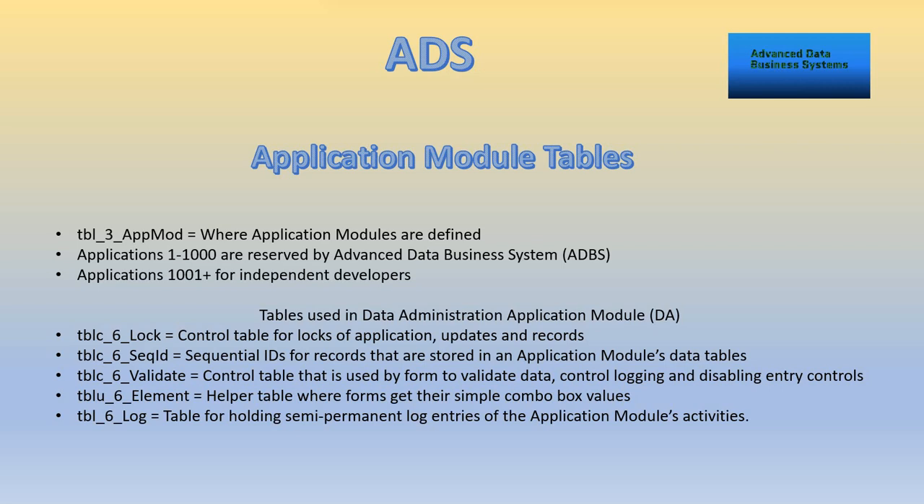If an independent developer is going to create their own application module, then they must number it 1001 or above. You need to do this so that any updates of the ADS or other applications by ADBS don't stomp on your applications. Using our unique manner of creating primary keys allows for the easy creation of data and tables. Let's see how easy it is to create a sample application called My Super App as application 1001.